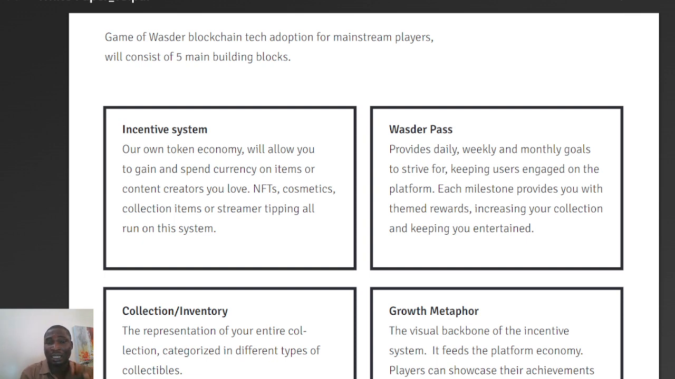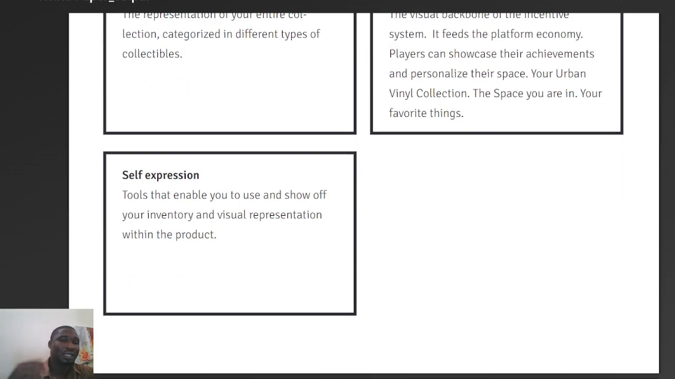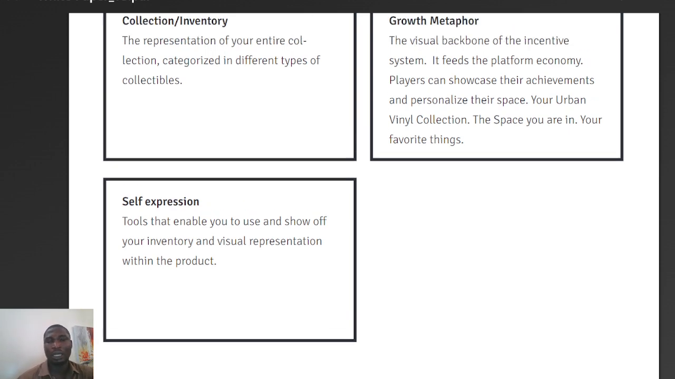That is one: we have the incentive system. We have the sword pass. We have the collective inventory. We have the growth metaphor. And the last one, we have self expression. When talking about self expression, that is when we talk about tools that enable you to show off your inventory and virtual representation within the product, not outside the product, so it's something very unique within the product.